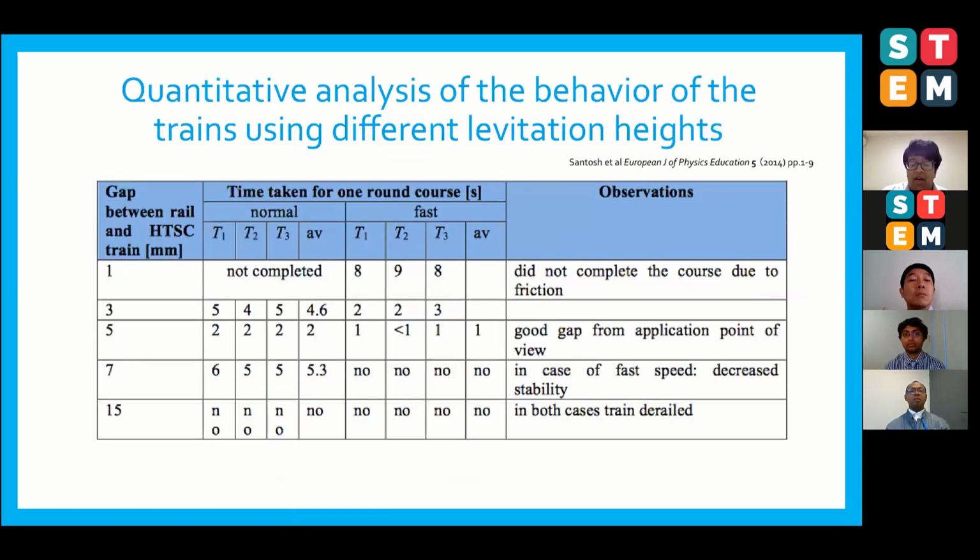Not only qualitative analysis, but quantitative analysis was also utilized by looking at the speed. As you can see, 5 millimeter had the best speed compared to 1 millimeter and 3 millimeter, because 1 to 3 was such a small gap and friction was applied. We had trials where the train was not able to go all around the track. And at 7 to 15 millimeters, the gap was so big that trains derailed, due to the decrease in stability and safety.